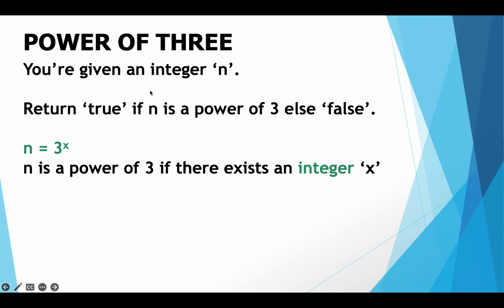You are given an integer n. The ask is that your program should return true if n is a power of 3, else it should return false. So if you take a look at the equation over here, then you can say that n is a power of 3 if there exists an integer, I repeat, integer, which is x.